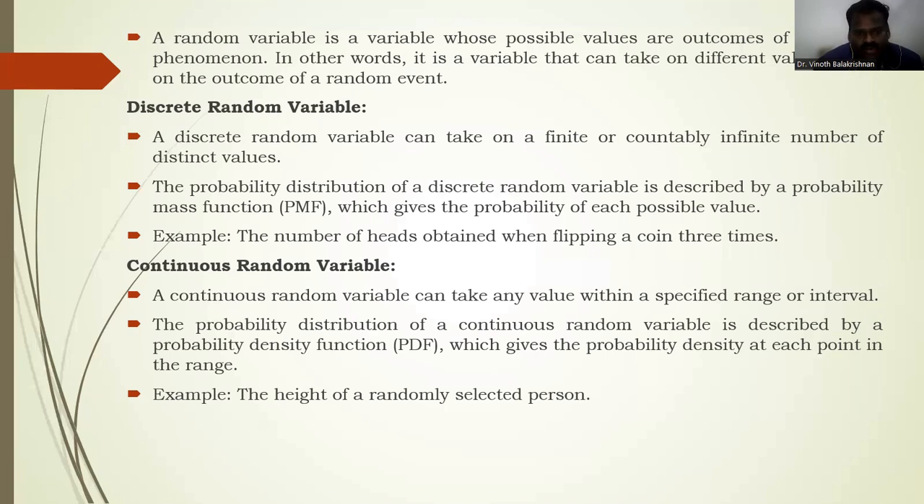So there are around 8 possible outcomes we will get. That is called the sample space, which will be discrete.